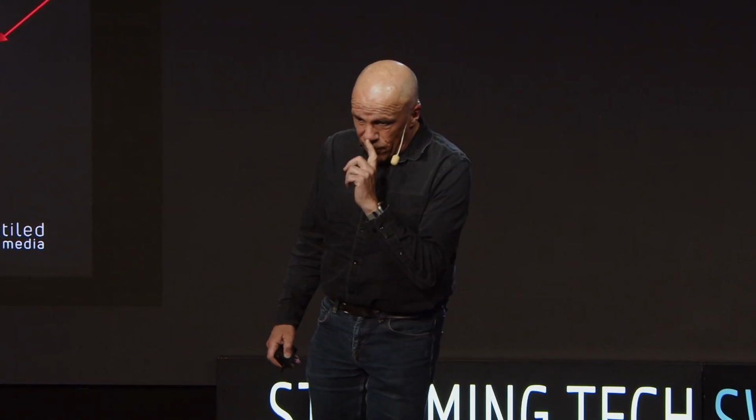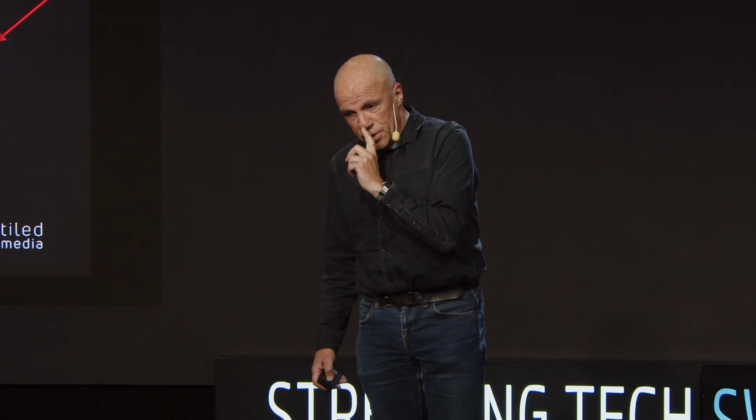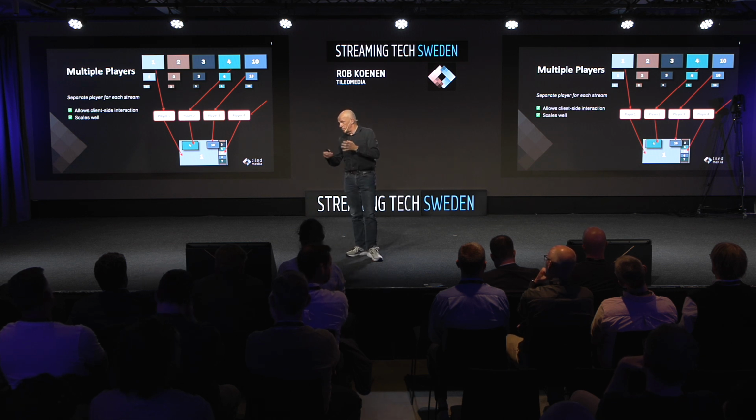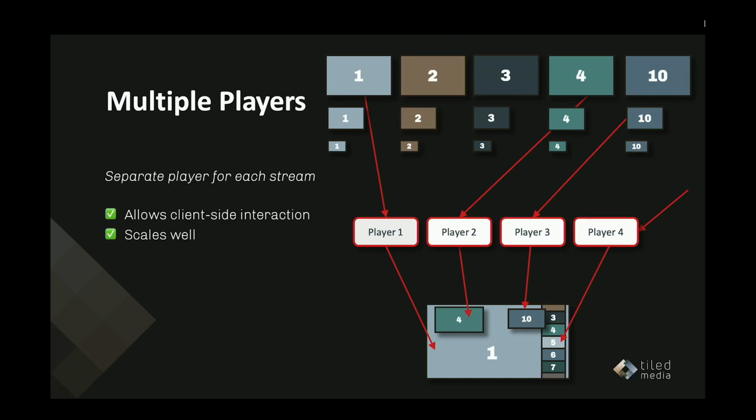Then another approach, this is the approach that Apple uses, is to start multiple players on the client. It allows client-side interaction. You can basically do any combination that you wish, because any player can play any stream. They can have any size. You can make ABR ladders for them. So in distribution, it's fairly efficient, and it scales well as well.